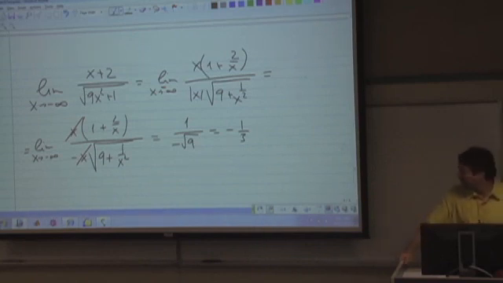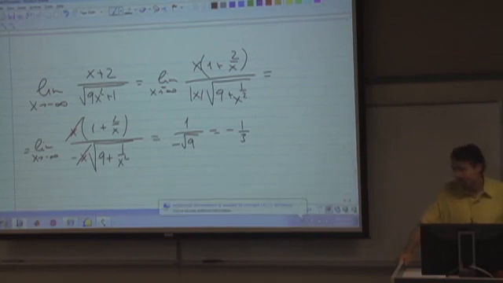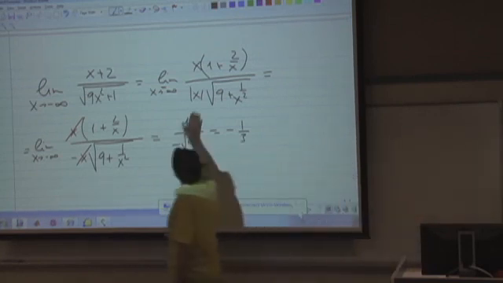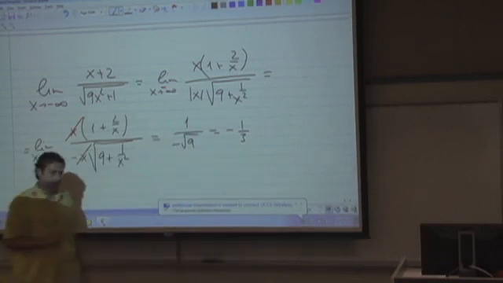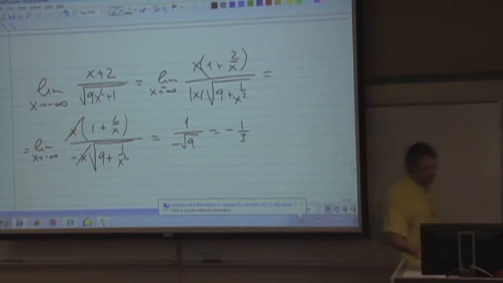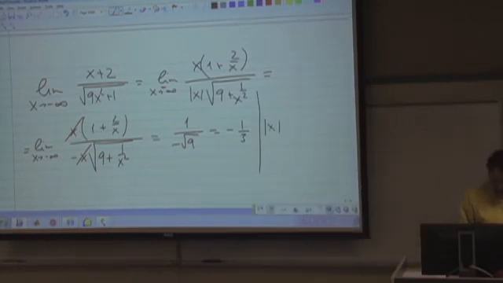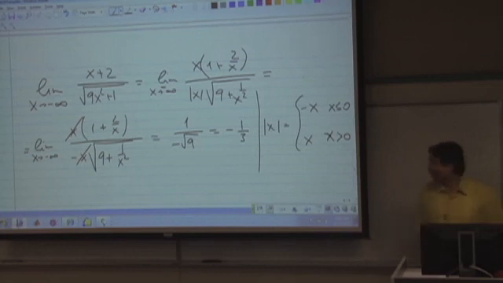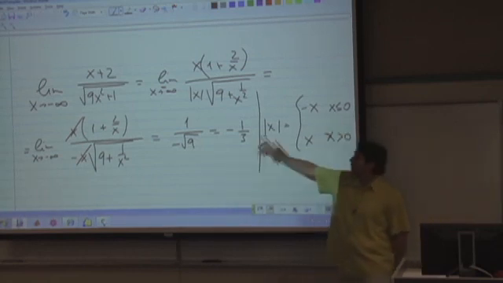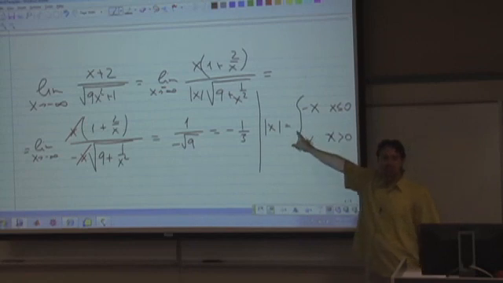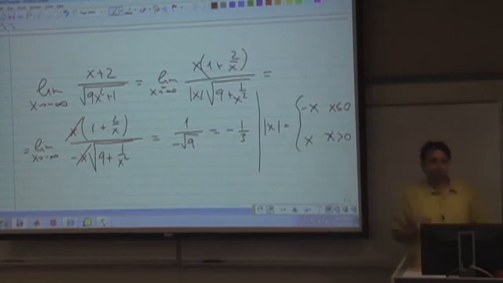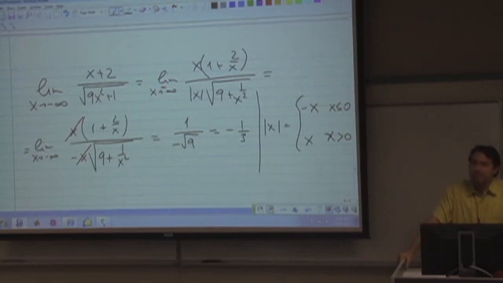So you have the absolute value of x, and you plug in negative infinity. Because x goes to minus infinity, the absolute value of x is negative x. The absolute value of x is defined to be minus x if x is less than or equal to 0, or x if x is bigger than 0. So since x goes to minus infinity, it's clearly negative, and so your absolute value becomes minus x. Okay?